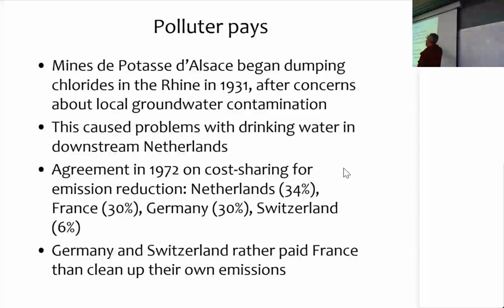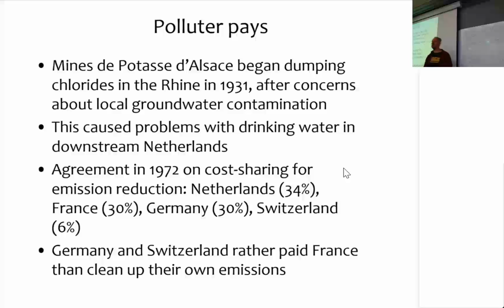So big problems with drinking water production in the Netherlands. So after 41 years of arguing, they agreed on a cost sharing for emission reduction, right? Cost sharing was the Netherlands would pay a third, France would pay a third, Germany would pay a third, and Switzerland, that was also dumping chlorides in the Rhine, would pay the remainder. And the payments went to this company, and the payments were for cleaning up their act, essentially dealing with the chlorides rather than throwing them in the river, right?